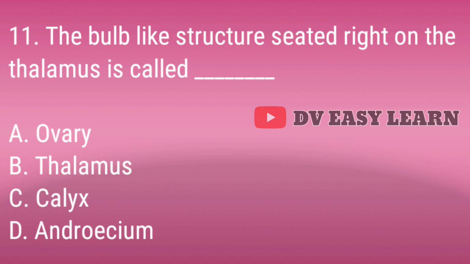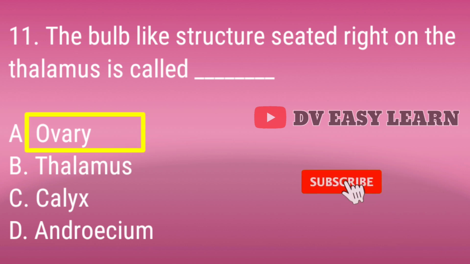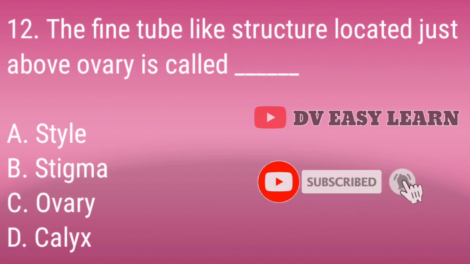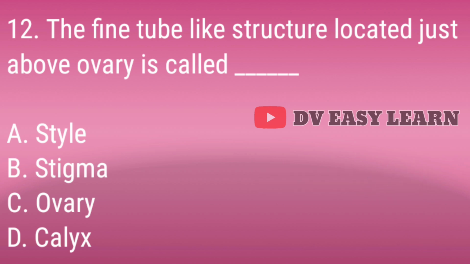Question number 11. The bulb-like structure seated right on the thalamus is called. Correct answer, ovary. Question number 12. The fine tube-like structure located just above the ovary is called. Correct answer, style.